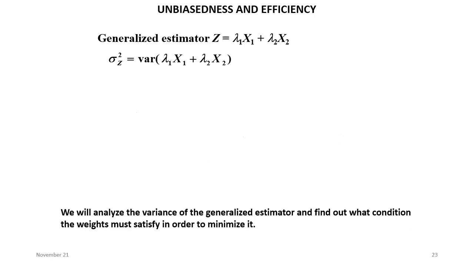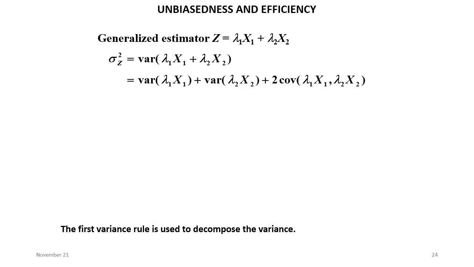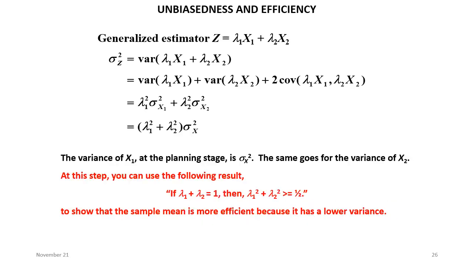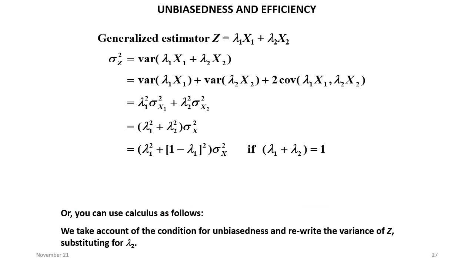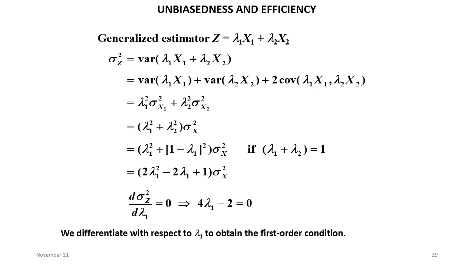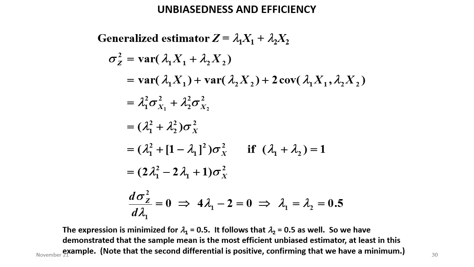Unbiasedness and efficiency can be seen with the help of the formula. If we apply variance on lambda 1 X1 plus lambda 2 X2, the variances are multiplied with the squared constants, and there is a covariance term of the product. That value is equal to lambda 1 square sigma 1 square plus lambda 2 square sigma 2 square. If we take lambda 1 square plus lambda 2 square common, then we get sigma square X. If we put lambda 1 plus lambda 2 equal to 1, this equation takes the shape of 1 minus lambda 1 whole square plus lambda 1 square, into sigma square X. By taking their square, we can get this value. So the derivative of sigma square Z with respect to lambda 1 is equal to 0, so 4 lambda 1 minus 2 is equal to 0.